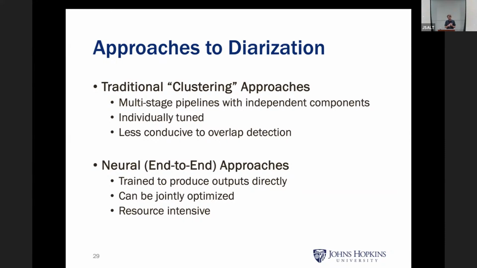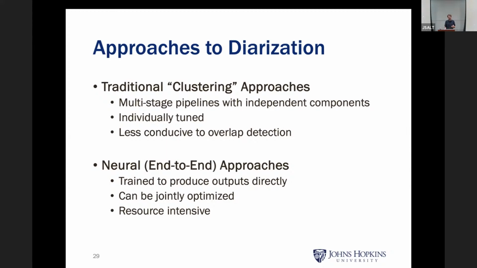But I will comment that the clustering is less conducive to doing overlap detection because you can't really cluster with overlap. That's not an inherent part of clustering. You have to have discrete clusters. And you can have modified clustering algorithms that detect overlap, but they don't work as well. And there's a lot of complications with that. And then in contrast, the neural end-to-end approaches are, again, trained to just produce the outputs directly.